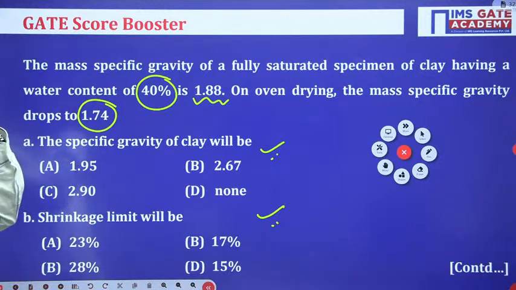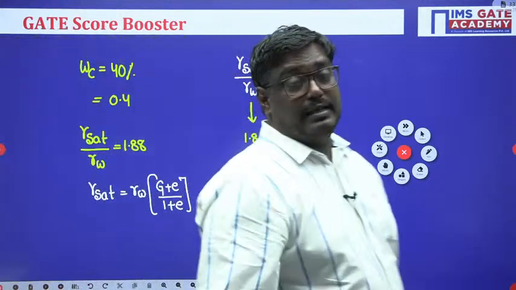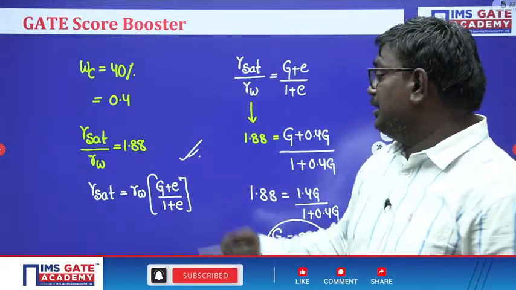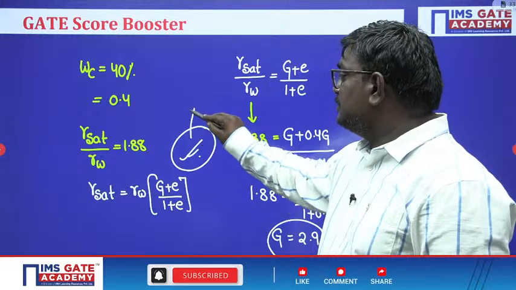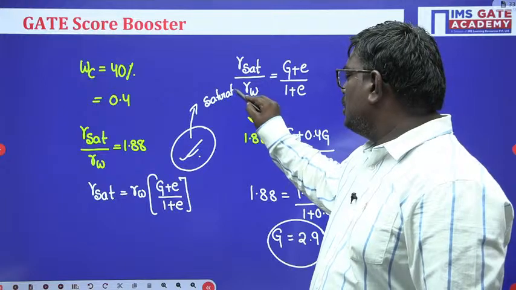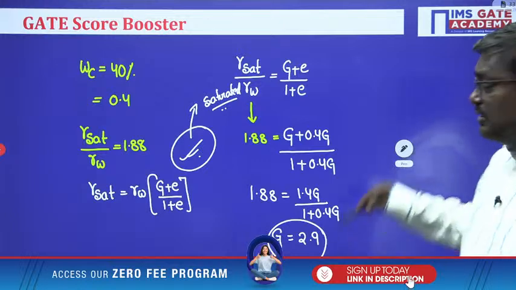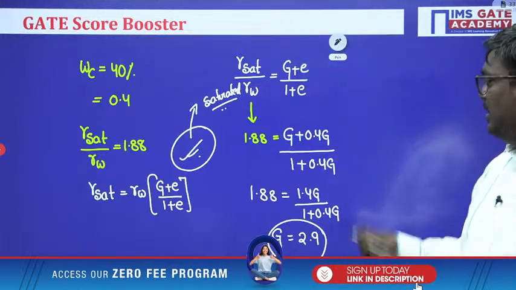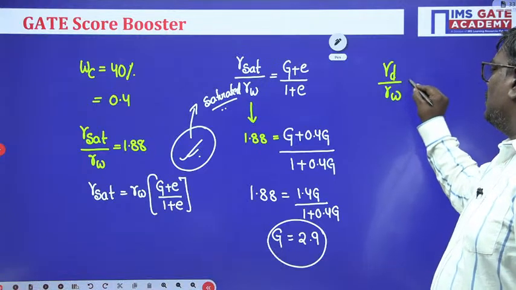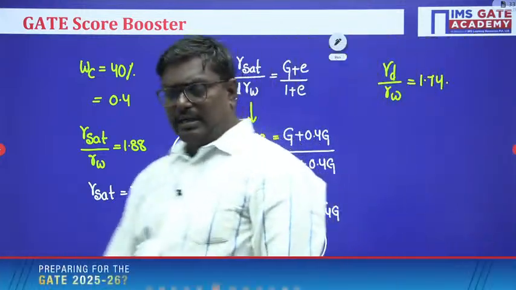See, on oven drying, the mass specific gravity drops to how much? On oven drying, initially it is saturated. This question is very tricky. Initially the condition is saturated. Now what is the condition? It is dry. So now he is asking the shrinkage limit. They have given gamma D by gamma W is equal to 1.74. Am I clear or not?